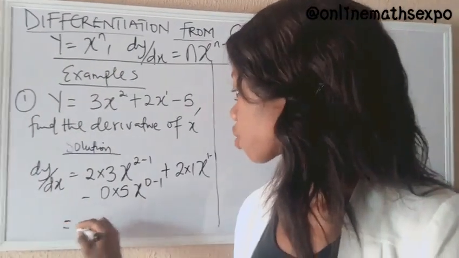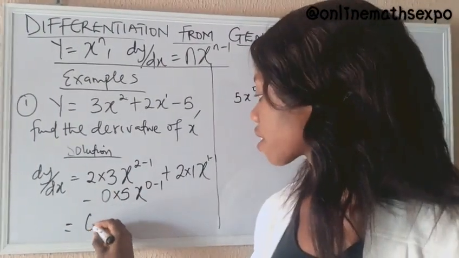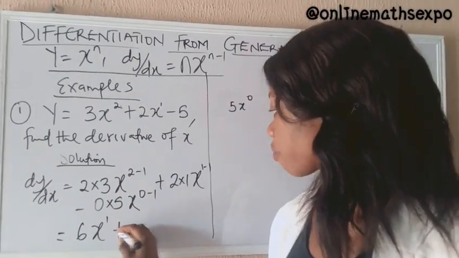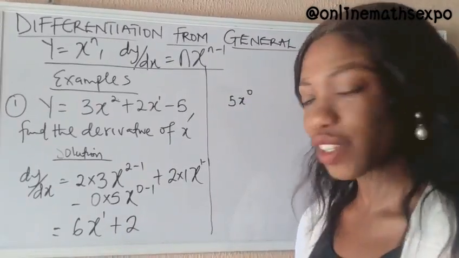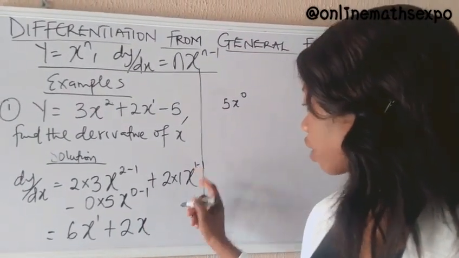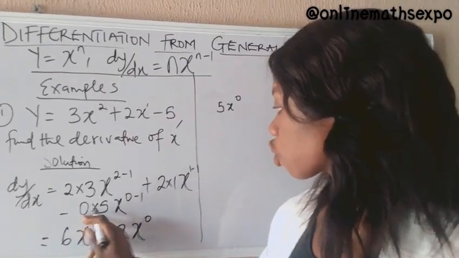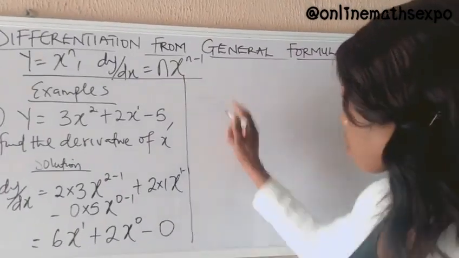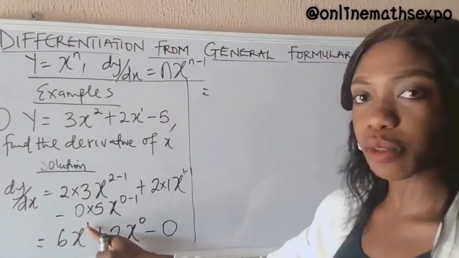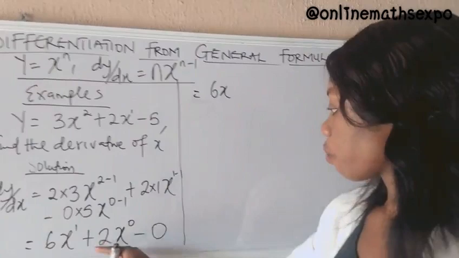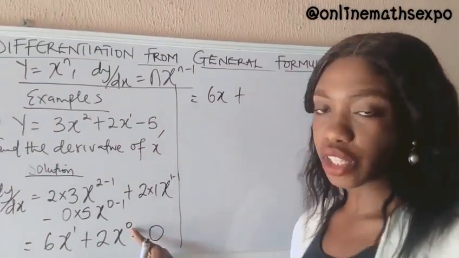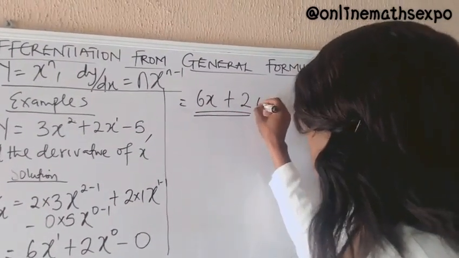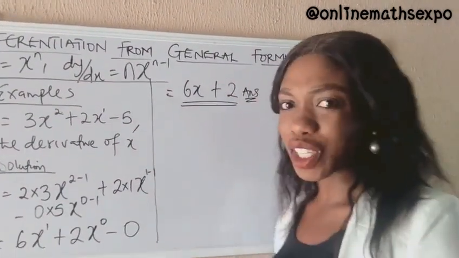So in that case, 2 times 3 will give us 6x. 2 minus 1 is 1. Then we have plus 2 times 1 will give us 2. Then we have x raised to 1 minus 1, which is 0. When you use 0 to multiply everything here, it will give us 0. So what do we have next? We have 6x raised to power 1 is 6x, plus x raised to power 0 is 1, and 2 times 1 will give us 2. So we are done differentiating. This is our answer.